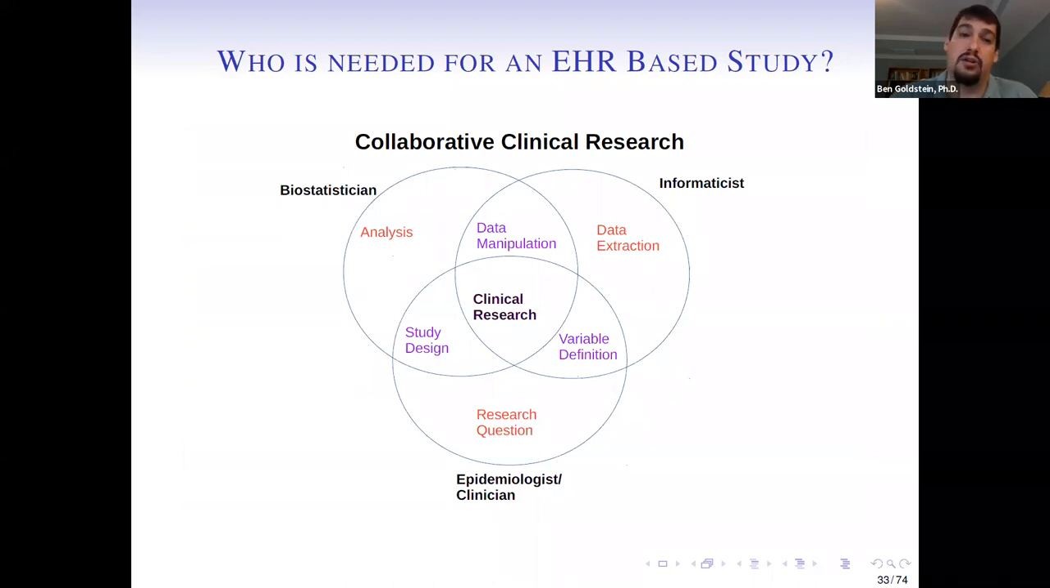This is a slide that I include in almost every talk: we need a notion of collaborative clinical research with EHR data. There needs to be a biostatistician involved who's thinking about the analyses, an informaticist who has understanding of the data extraction, and an epidemiologist or clinician, or just a subject matter expert who knows that research question. And then all these folks really come together to think about how we work best with these data.